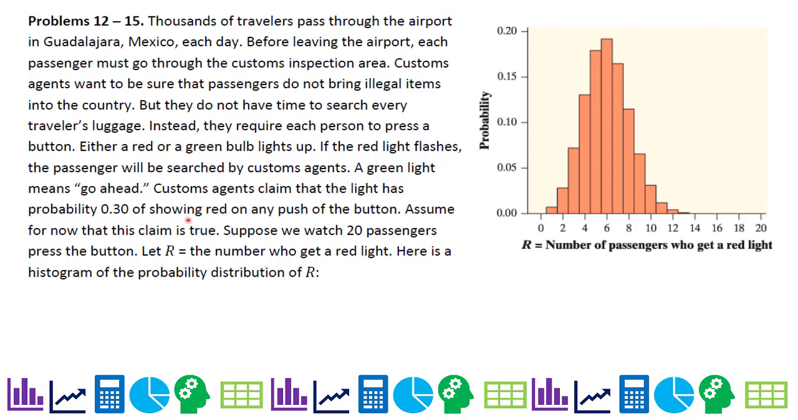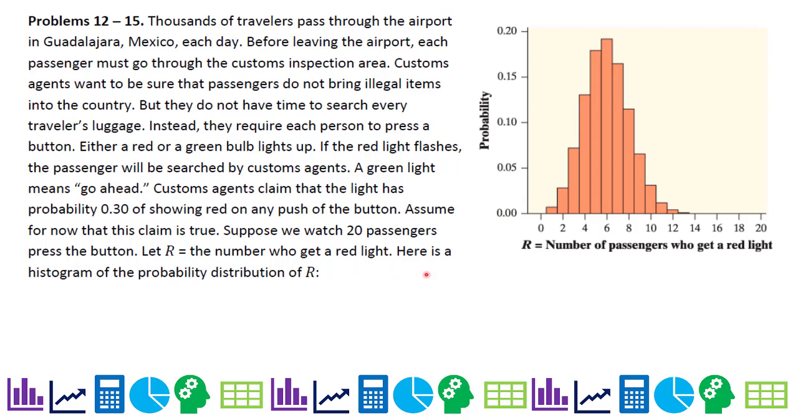Customs agents claim that the light has a probability of 0.3 of showing red on any push of the button. Assume for now that this claim is true. Suppose we watch 20 passengers press the button. Let R equal the number who get a red light. And there's your histogram.